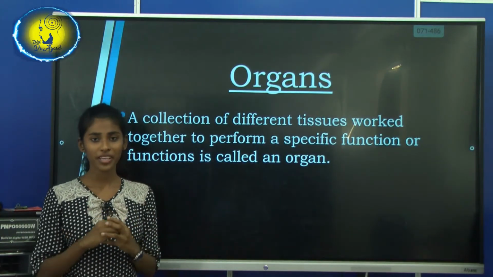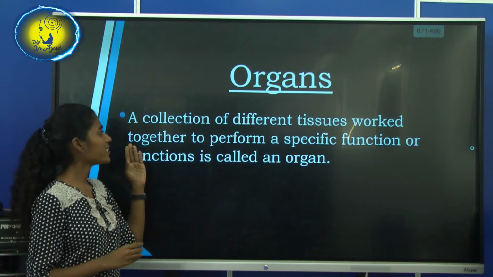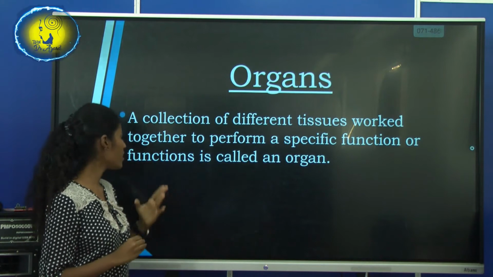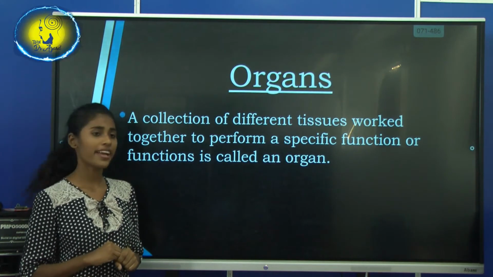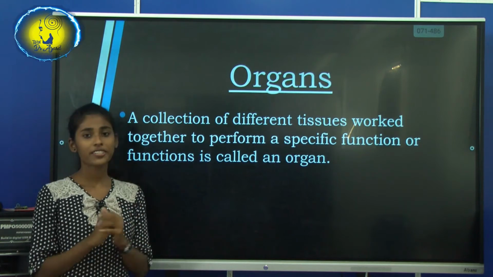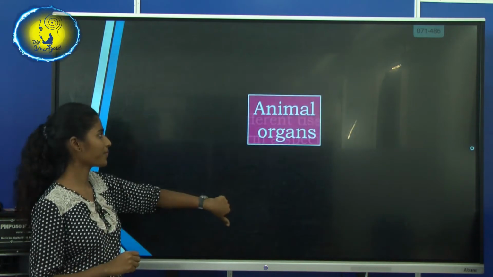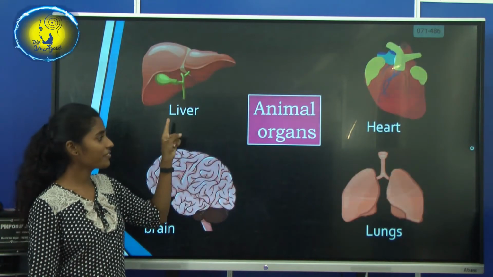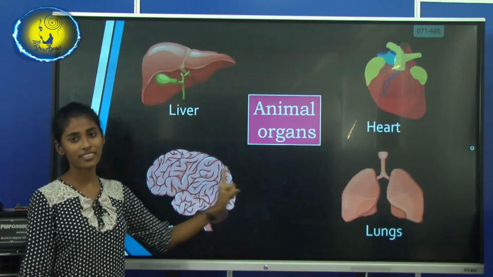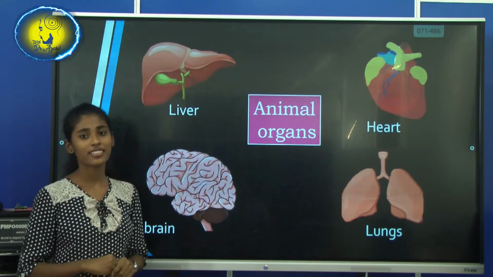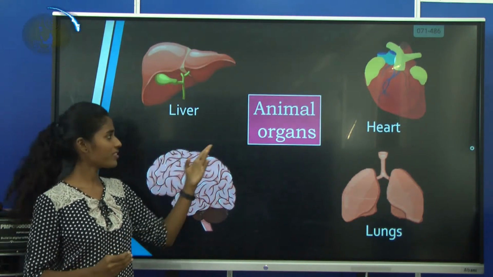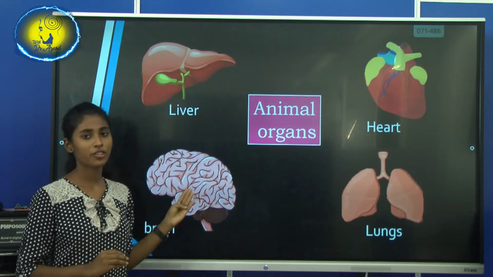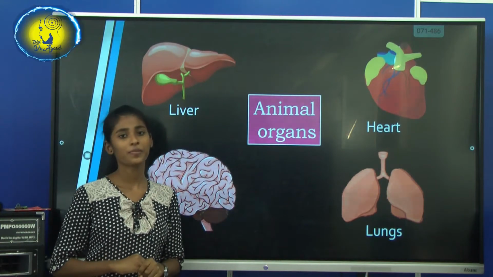The tissues get together and make organs. A collection of different tissues working together to perform a specific function or functions is called an organ. So, a collection of different types of tissues. Here you can see some animal organs: liver, heart, brain, lungs. You can observe the liver in your digestive system, the heart in your blood circulatory system, the brain in your nervous system and the lungs in your respiratory system.